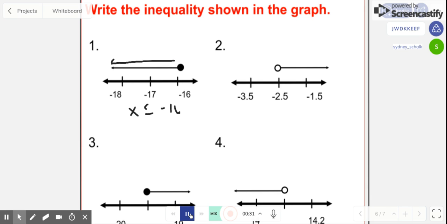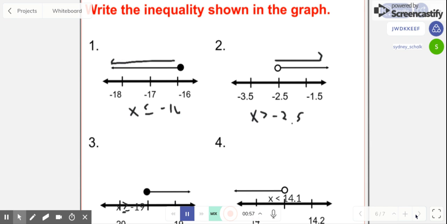Number 2, we write our variable, and now we're looking and we see it's anything greater than that negative 2.5. So we write our greater than symbol, and since it's an open circle, it does not include that negative 2.5, so we just say that x is greater than negative 2.5. Go ahead and pause the video, try number 3 and 4 on your own, and come back and see how you did.